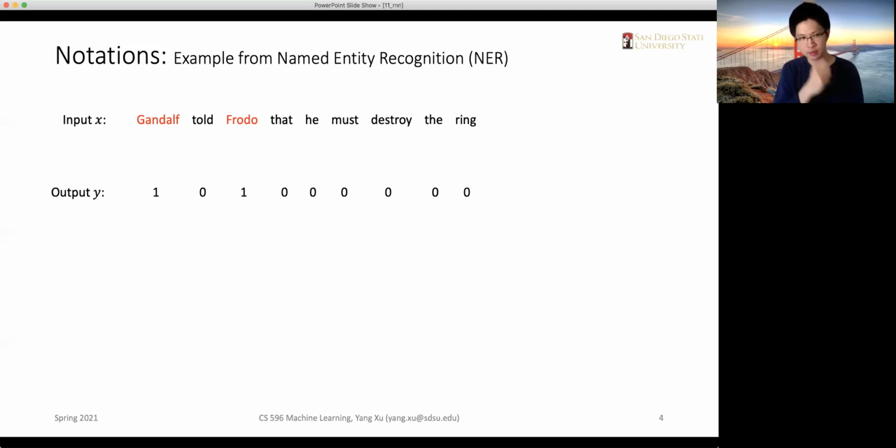And in this case, the output is 1 0 1 0, and the 1 indicates that this is a positive label, which means we have an entity recognized, right? Because Gandalf is a person's name, so that's why we give it a 1. But the second word, told, is not a person's name, so in this task we give it a 0 output, and again positive for the name Frodo, right?